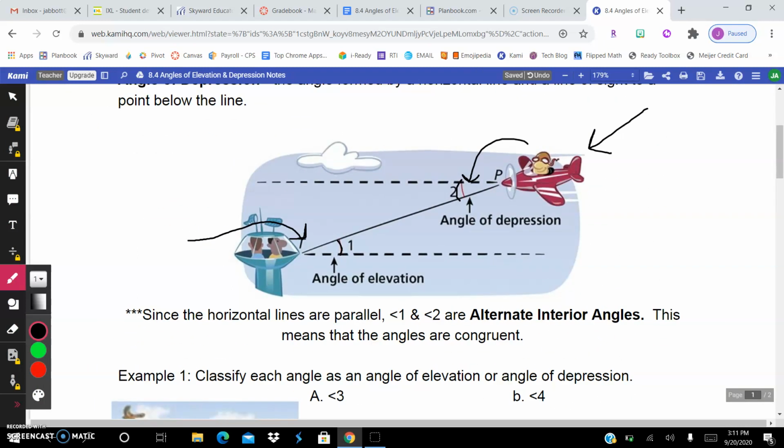Just a quick note here, in this picture, the horizontal lines are parallel. So angle 1 and angle 2 are alternate interior angles. That means they're on the inside, but on the opposite sides of the picture. That means that those angles are congruent. So the measures of those angles are the exact same.